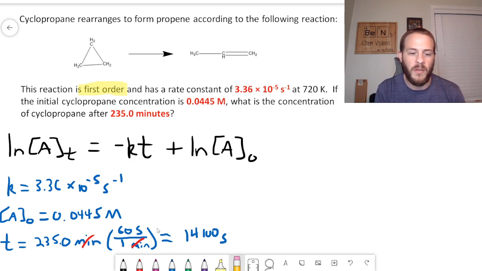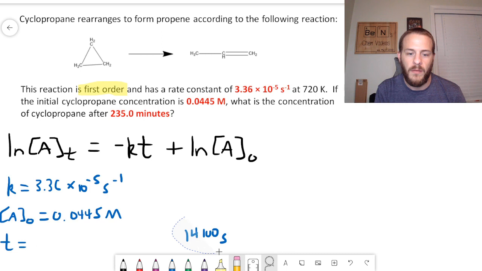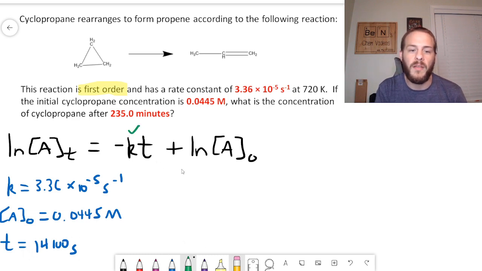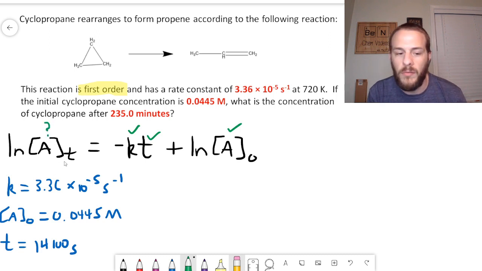So I'm just going to erase all this conversion factor stuff just so that I can keep this very compact here, and bring the value over here. Okay, so what do we know? What do we not know, right? Well, we know the rate constant, that's given. We know the time, that was given. And we know the initial concentration, that was also given. The only thing we don't know is the concentration after that 235 minute or 14,100 second interval of time, right? So that's what we need to do. We need to solve for this term here, concentration of A sub t.